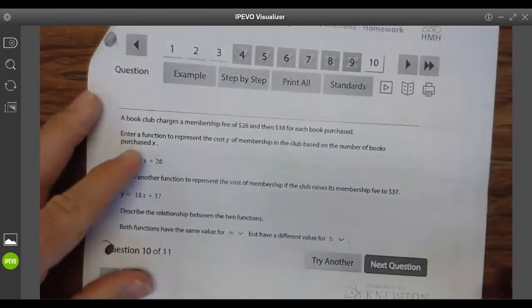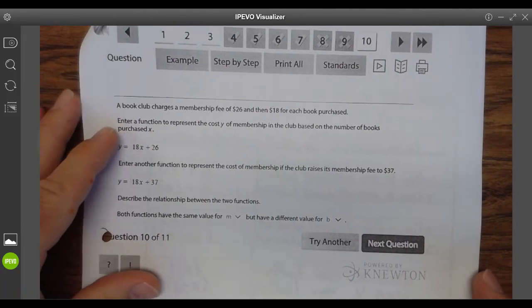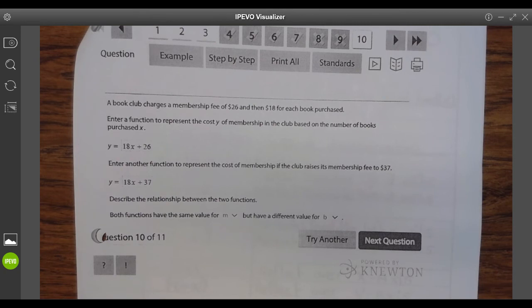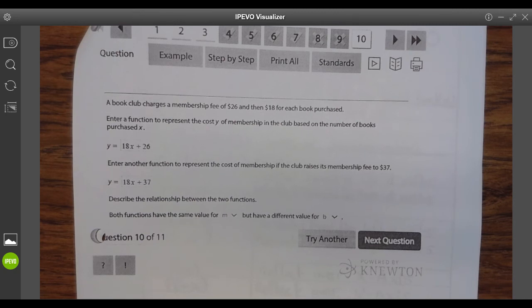All right, last example, example 10. A book club charges a membership fee of $26 and then $18 for each book purchased. Enter a function to represent the cost y of membership in the club based on the number of books purchased x. So y equals 18x plus 26. Enter another function to represent the cost of membership if the club raises its membership fee to $37. So the function would be y equals 18x plus 37.